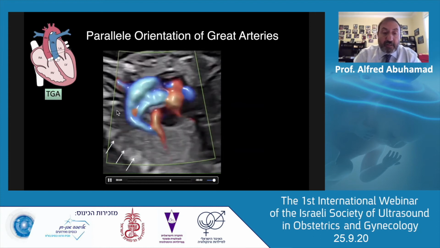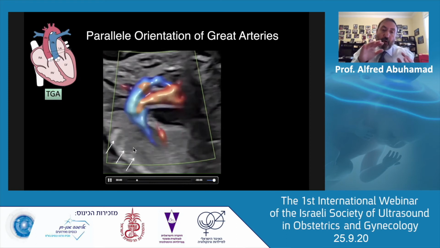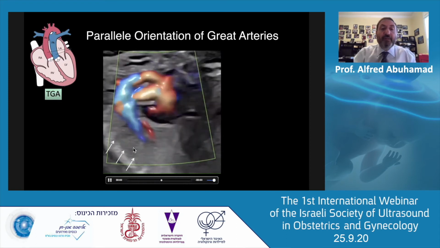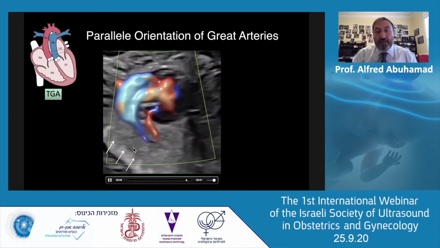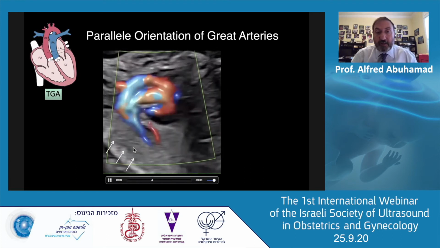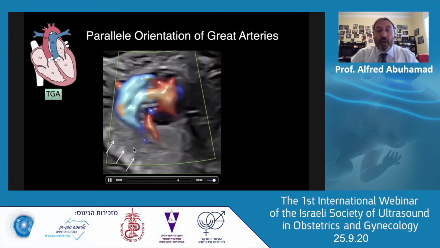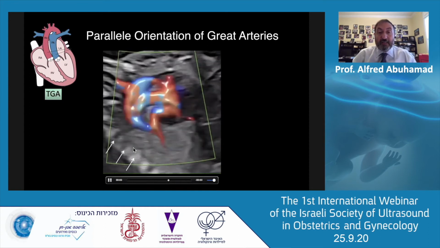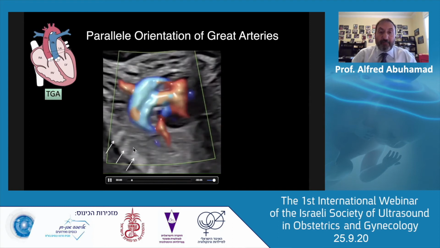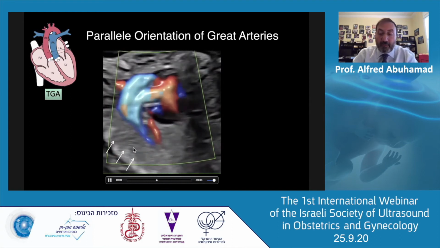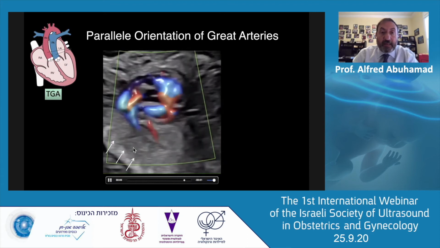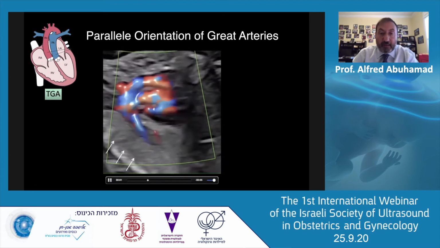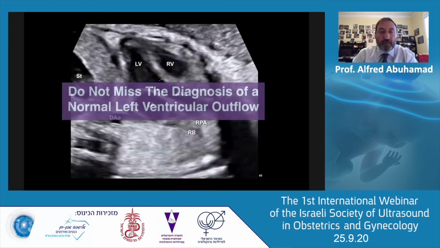However, as you see here from the number of ribs, this is an oblique plane that we typically do not get in our evaluation of the fetal heart, in our cardiac screening. So to get to this plane, you should be suspicious that there is transposition of the great arteries. This is why it is really important to look at the 5-chamber view and learn how to evaluate the 5-chamber view well, because that is key to your ability to make the diagnosis of transposition of the great arteries. So do not miss the diagnosis of a normal left ventricular outflow tract.